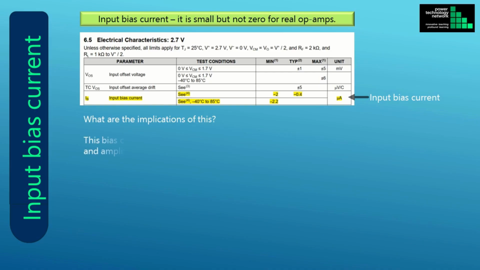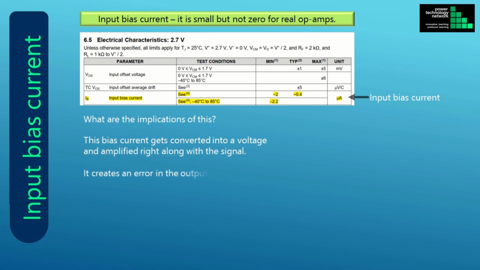This input bias current gets converted to a voltage and amplified along with the input signal. It creates an error in the output signal, just like the input offset.